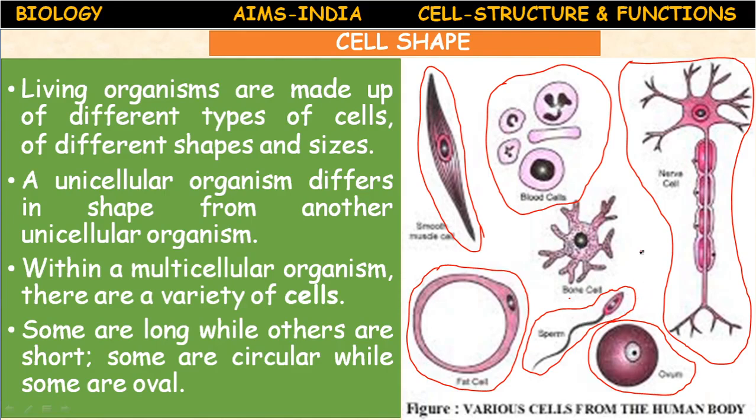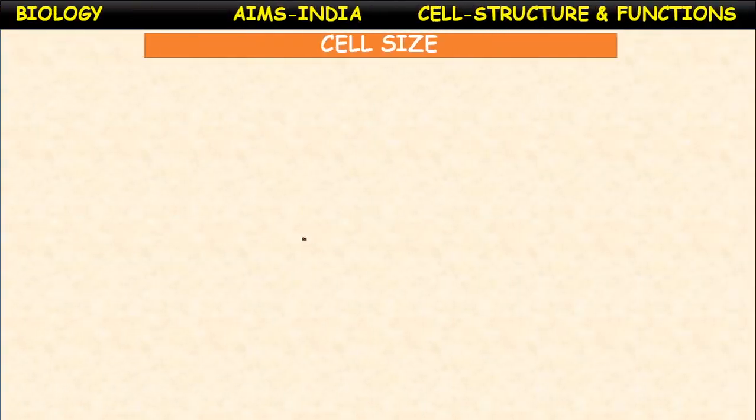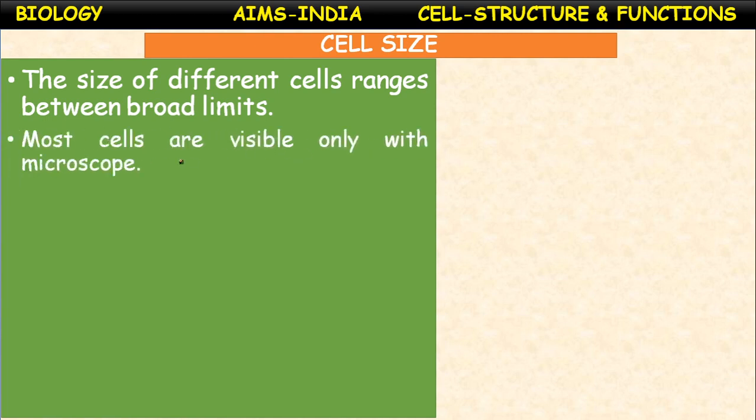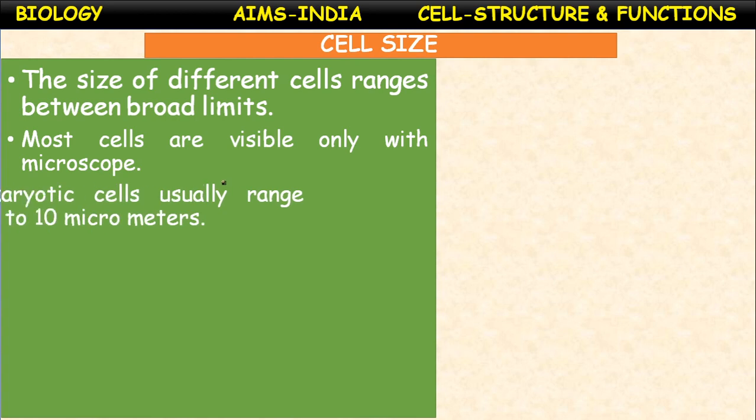So like that, the total cells in the body are divided into two categories, that is somatic cells and germ cells. Somatic cells mean vegetative functions, germ cells mean reproductive functions. So let us briefly study about the structure and the cell size. The size of different cells ranges between broad limits. Most cells are visible only with a microscope because they are the smallest unit of living organisms.